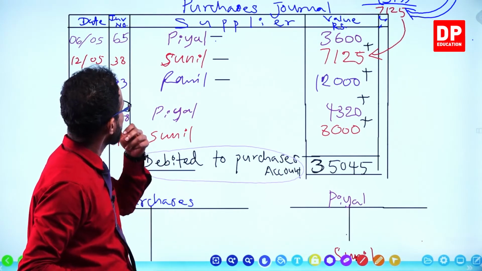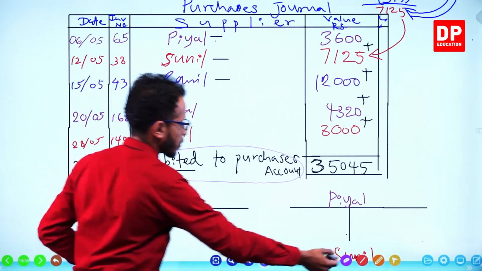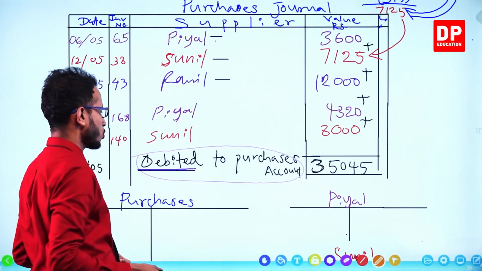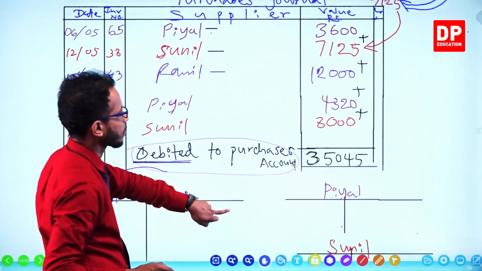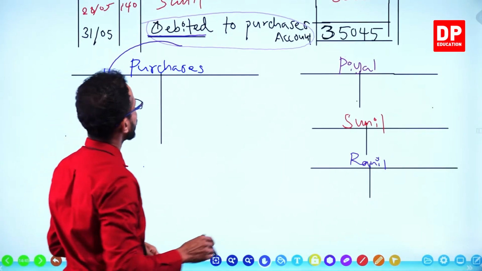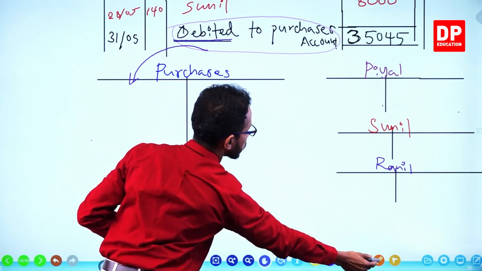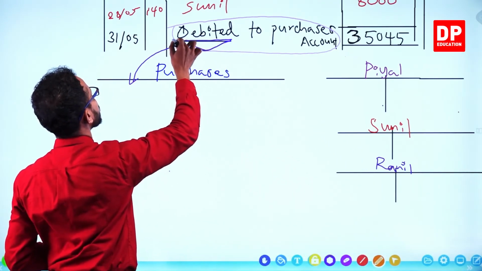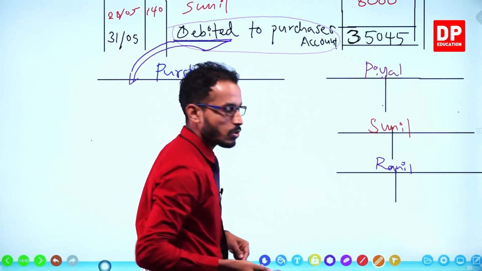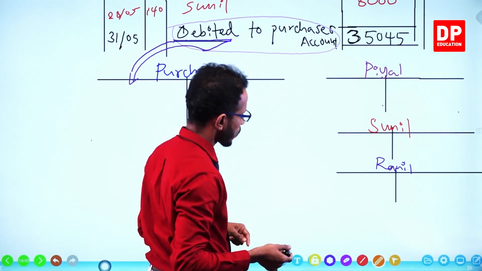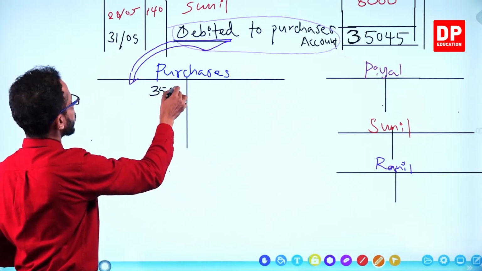All right. Total purchases should be debited to purchases account, that is this one. Let's debit the total purchases. $35,045. That means 35,045 is the total purchases, debited to purchases account.